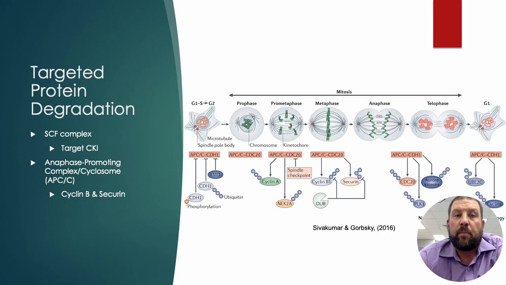In summary, both SCF and APC/C are like the demolition crews of the cell cycle. SCF removes inhibitors to promote the start of the S phase, while APC/C removes cyclin B and securin to allow the cell to separate chromosomes and exit mitosis. These systems highlight how cell cycle control depends not only on building up proteins like the cyclins, but also on breaking them down at exactly the right time.